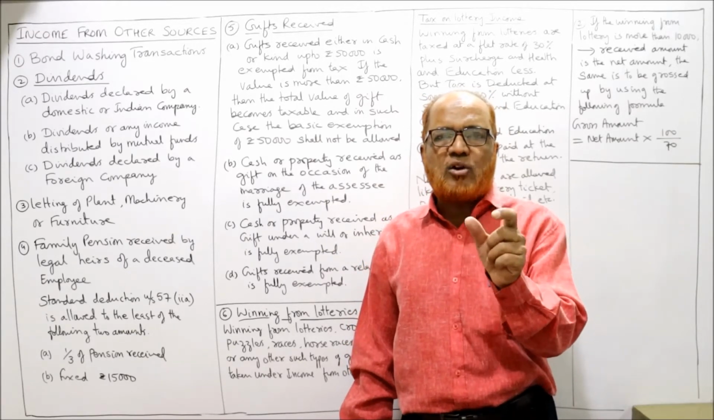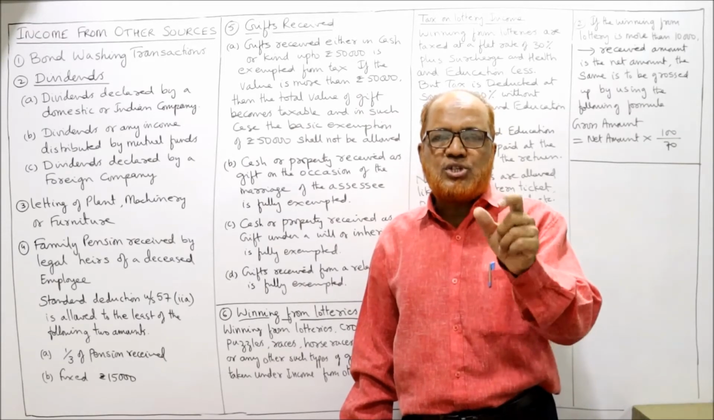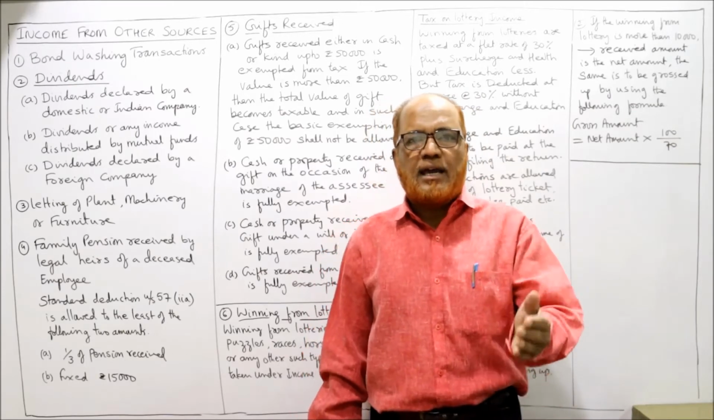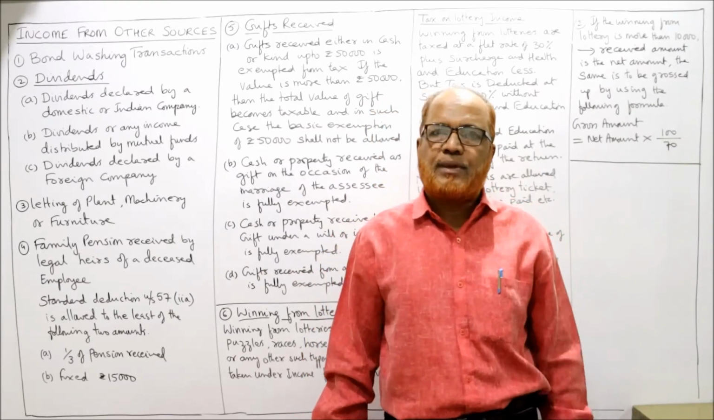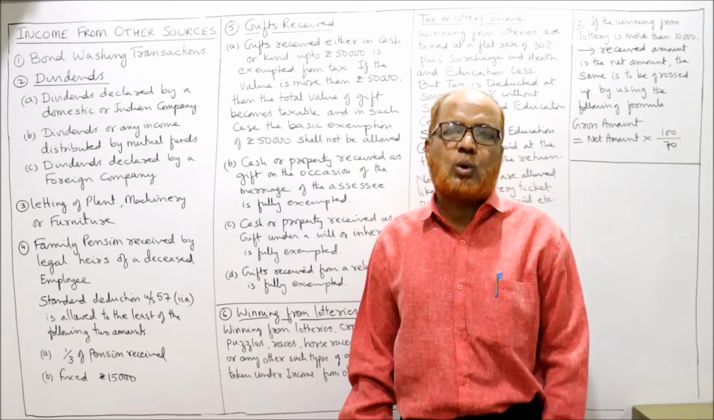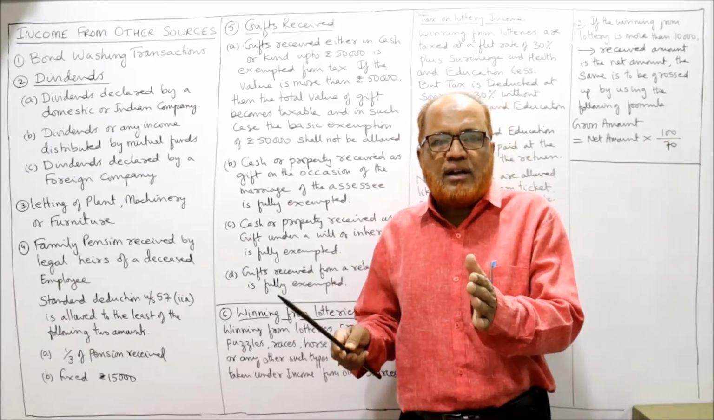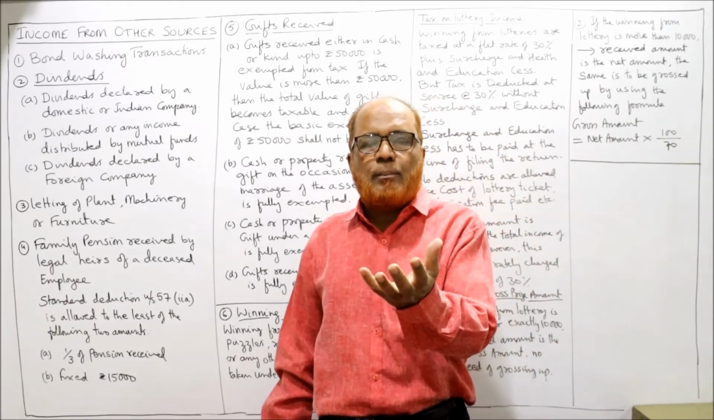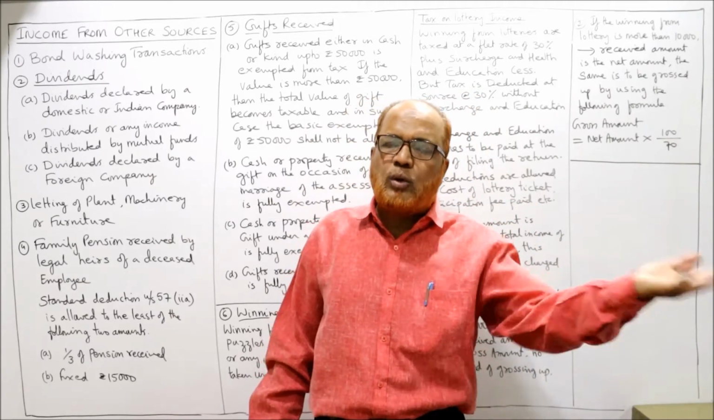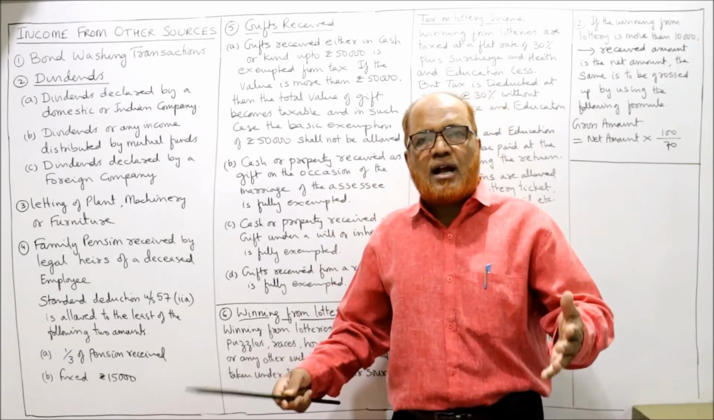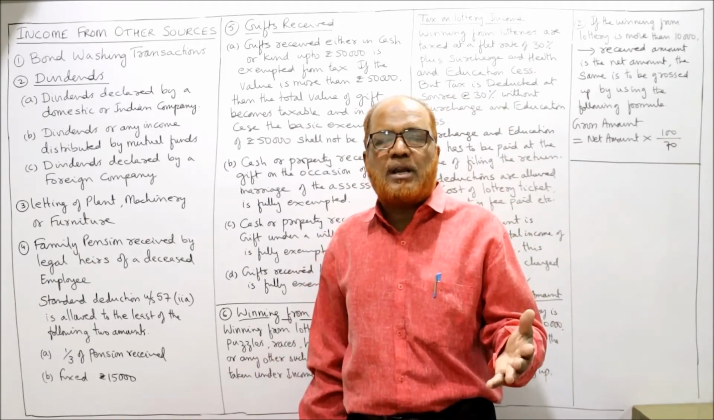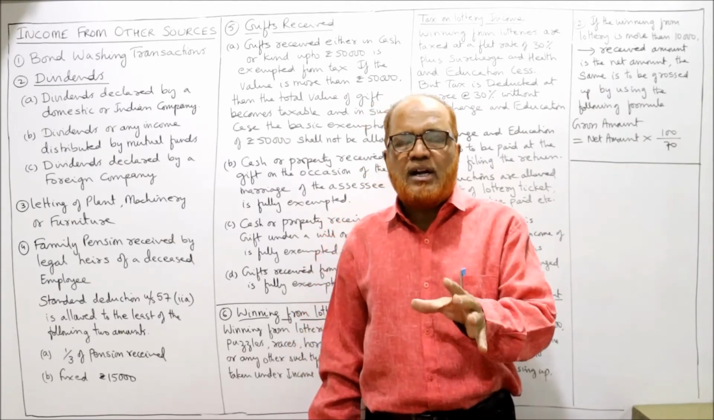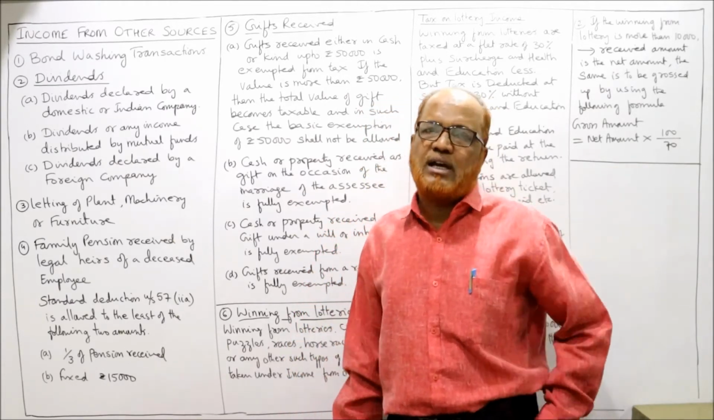Now, dividend is the part of profit of a company which is distributed among the shareholders, or the income of a mutual fund which is distributed among the unit holders. So in a mutual fund company, the owners are the unit holders. The mutual fund company will distribute the income among the unit holders, that is the dividend. Similarly, a joint stock company will earn the profit and distribute the profit among the shareholders, that is the dividend. Now, dividend is an income in the hands of the investor.